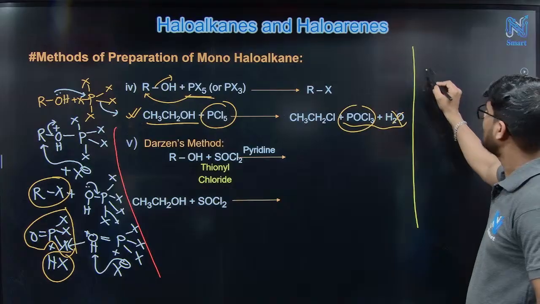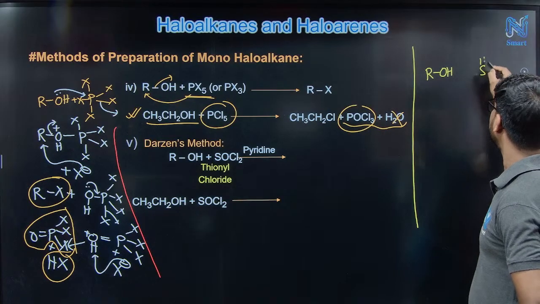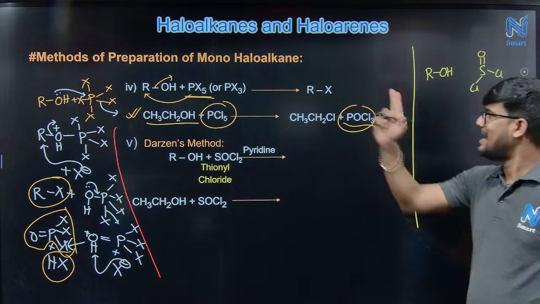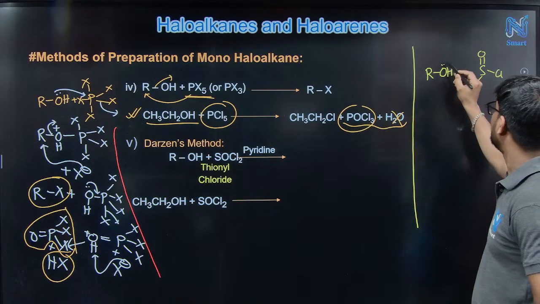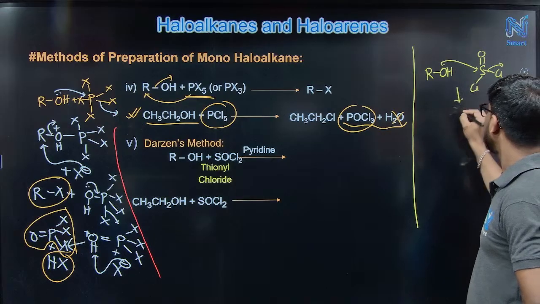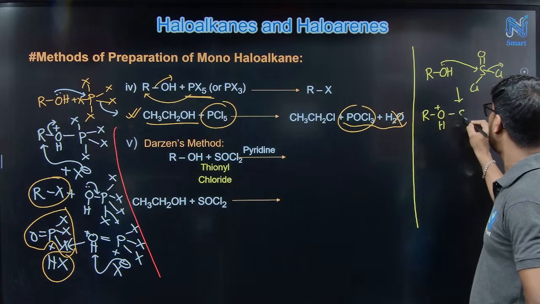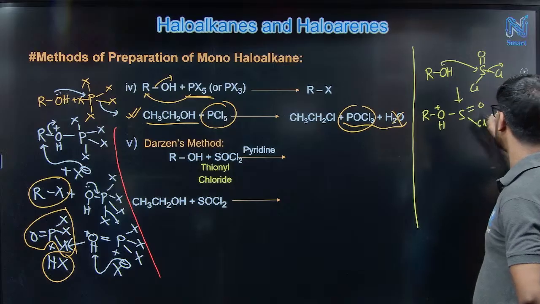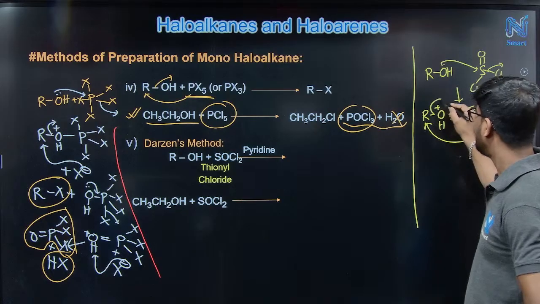Let's see. ROH and we have SOCl2, which means S double bond O, Cl and Cl. Like in that PCl5 case, oxygen will attack this and Cl minus will be released, correct? So next step, R, O, H, plus S double bond O, Cl, plus Cl minus, correct? Next step, this Cl minus will attack this and it will go there.